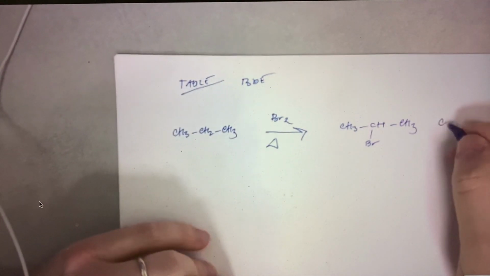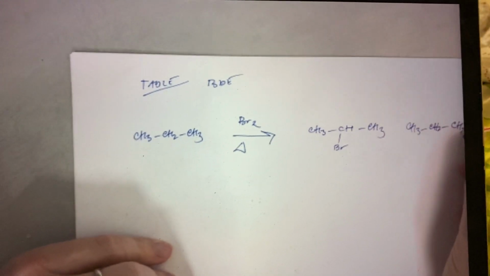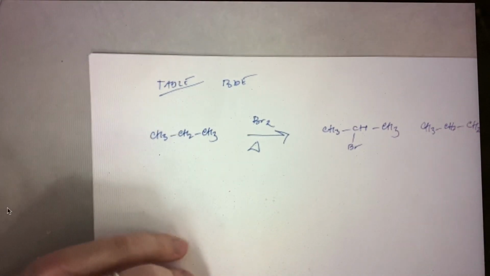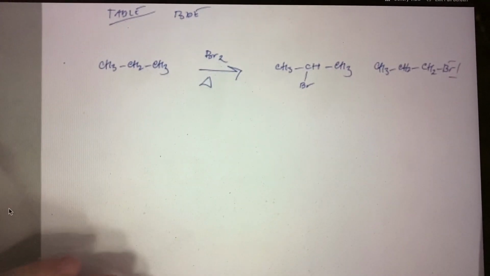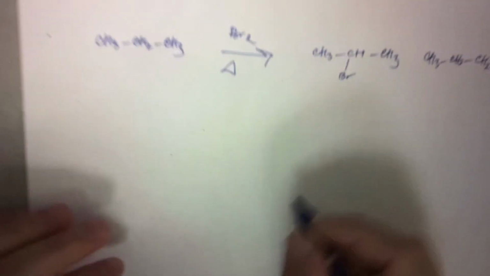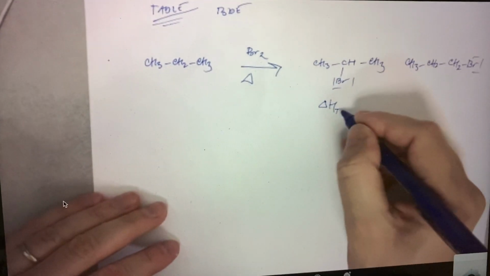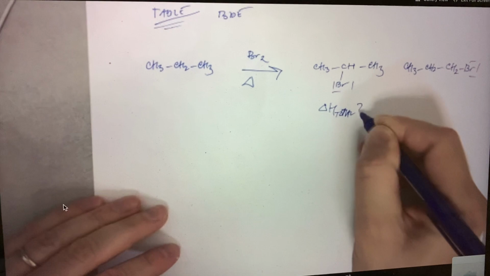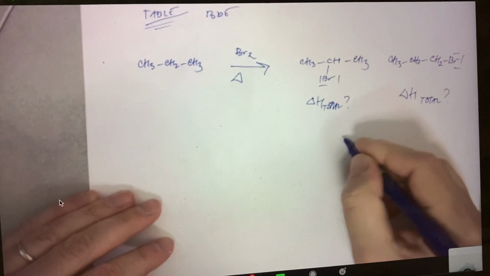Make a secondary product, and make a primary product. You could actually try this on your own and use a table of bond dissociation energy values, and you could actually calculate the energy for both processes. The enthalpy. What's the total enthalpy for this product? What's the total enthalpy for this product? What do the graphs look like?